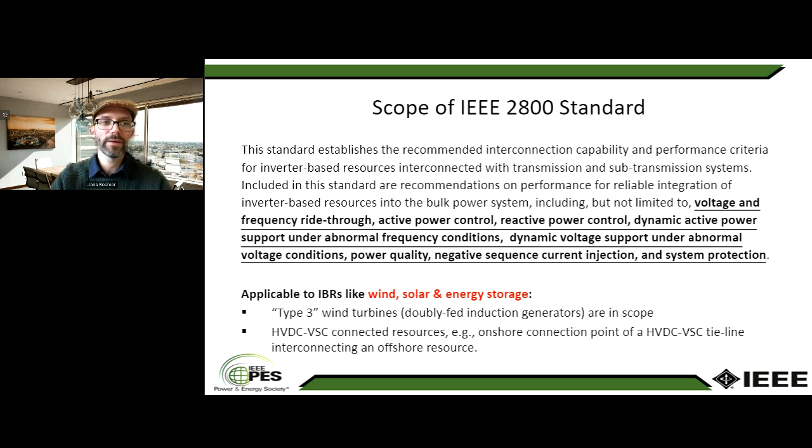What's the scope of 2800? It establishes the required capability and performance requirements for resources connected to transmission and sub-transmission systems. That includes voltage and frequency ride-through, active power control, and a whole bunch of other things that are important for system reliability. It does apply to wind, solar, and storage. That includes type 3 wind turbines, but it also applies to inverter-based resources connected via voltage source converter tie lines to the AC grid.